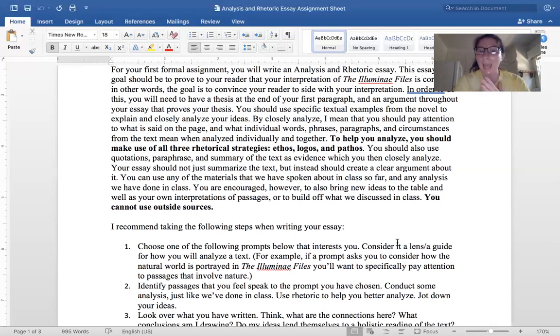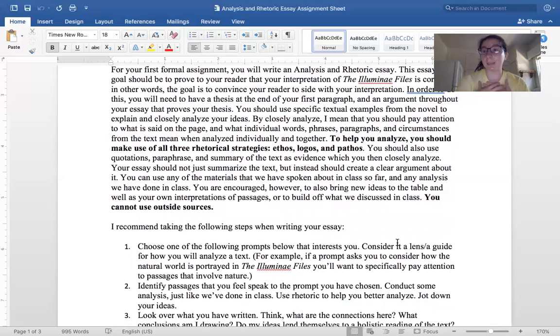Okay, you can use any of the materials that we've spoken about in class so far. You don't need to cite them. You don't need to cite my lessons. You can use any of that material. It's yours to use. You are encouraged, however, to also bring new ideas to the table as well as your own interpretations of passages or to build off what we have discussed in class.